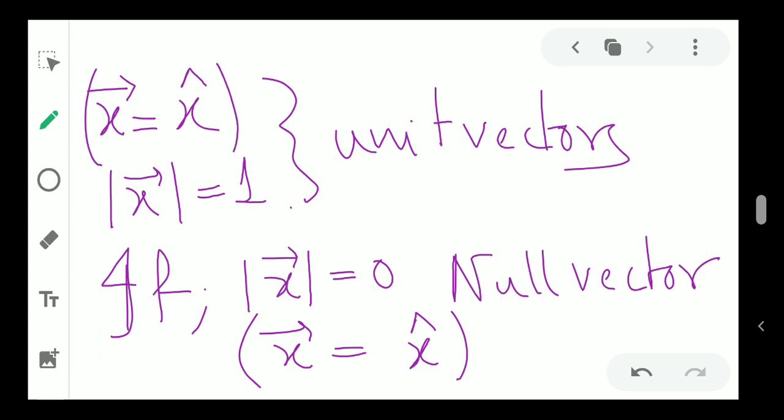Now you will tell what is this thing, sir. Here we can see the value is 1, but you are telling the value is 0, null vector. So the thing will be clear slowly once we deal with vectors. But null vector means the value is 0, but there is still direction. Okay, and unit vector means the value itself is 1.